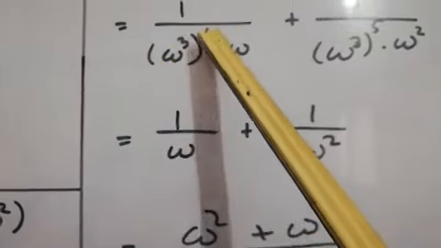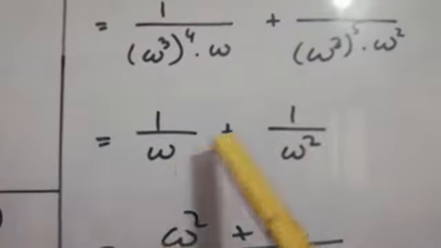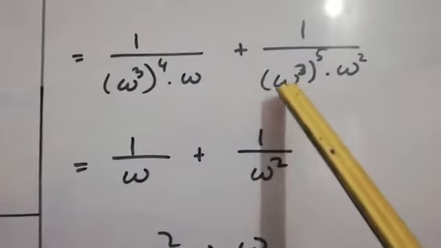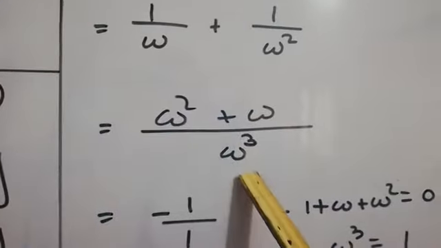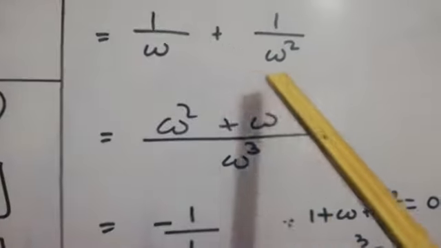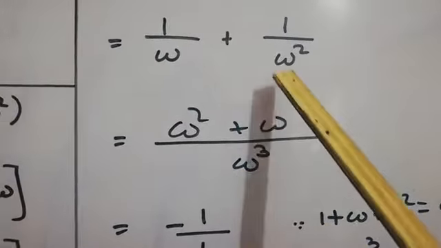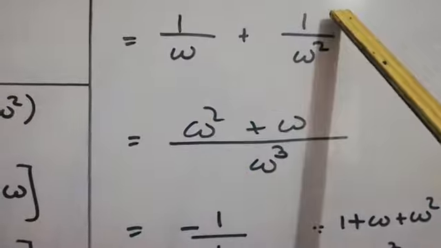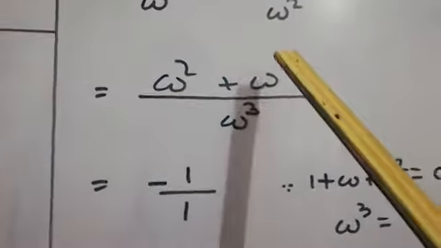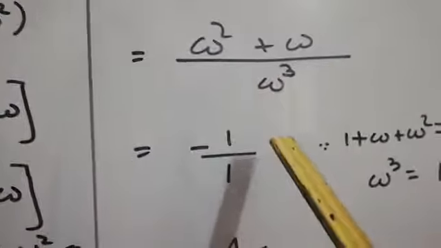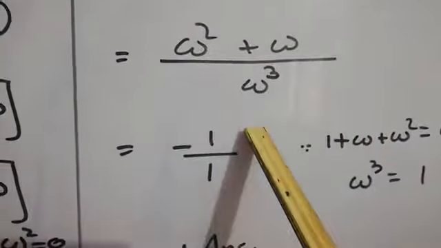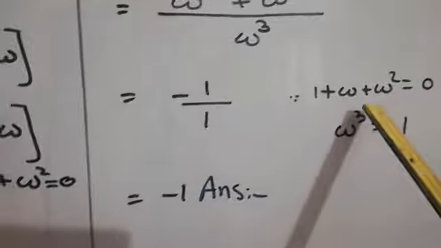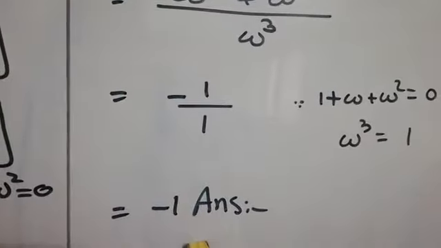So 1 raised to power 4 equals 1, and we write omega as it is, and here 1 raised to power 5 equals 1, and omega square remains omega square. Now we will take the LCM, omega into omega square, which is omega cube. We will multiply omega cube by 1 and omega by 1, and we will get omega square plus omega after taking the LCM. And you know the identity 1 plus omega plus omega square equals 0. So omega plus omega square equals minus 1 and omega cube equals 1, giving minus 1 by 1 equals minus 1. This is the answer.